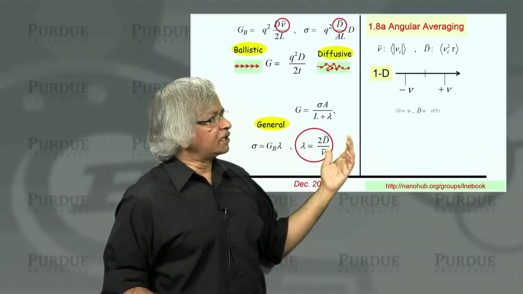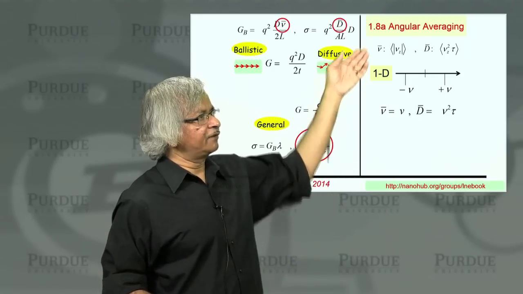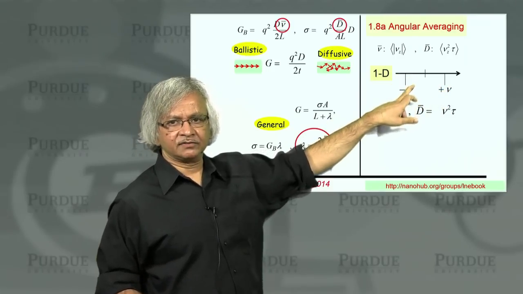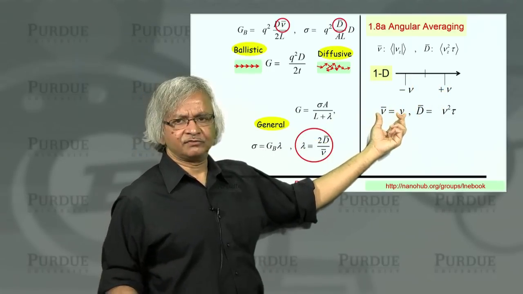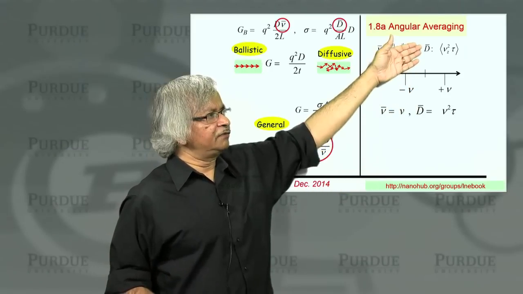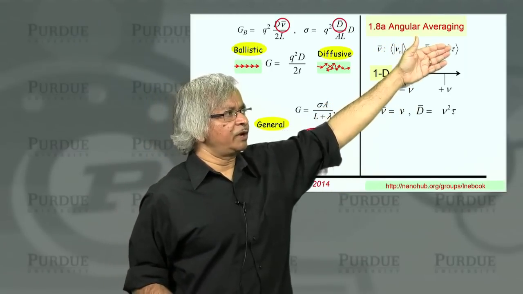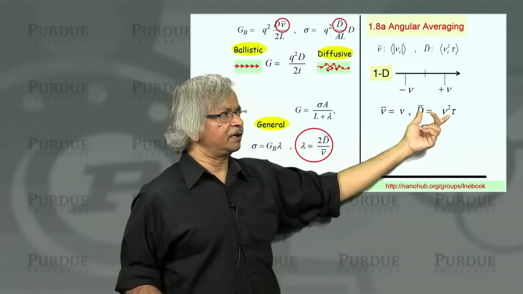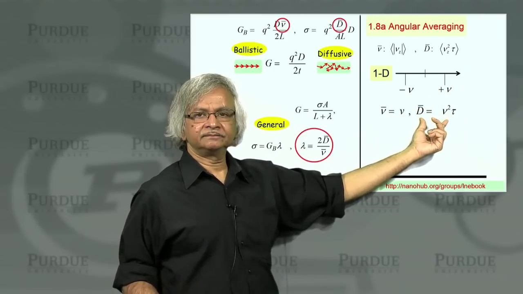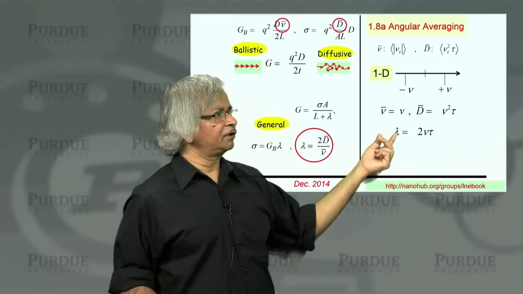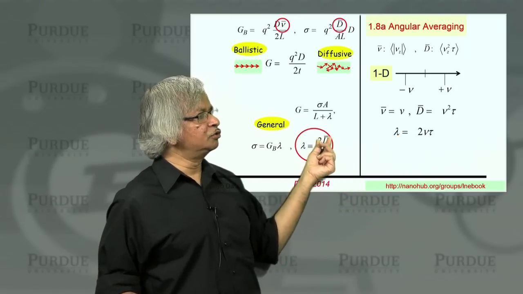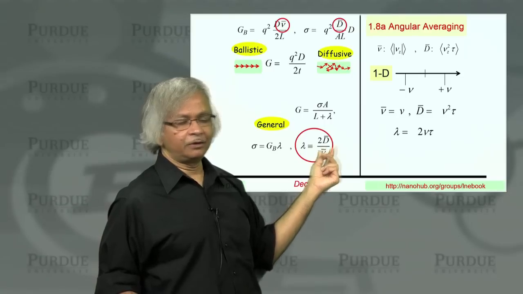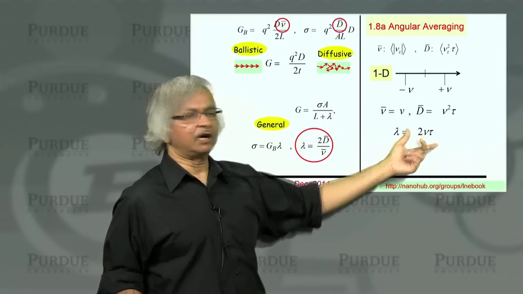Now, what is the average value? Well, v bar has two possible values, plus v and minus v, so basically the average value is just v. What about the diffusion coefficient? Well, that's v_z squared tau. Again, two possible values, each equal to v squared tau, so you can just write that. And then what we call lambda is 2D bar over v bar, and when you put that in, you get 2 v tau.